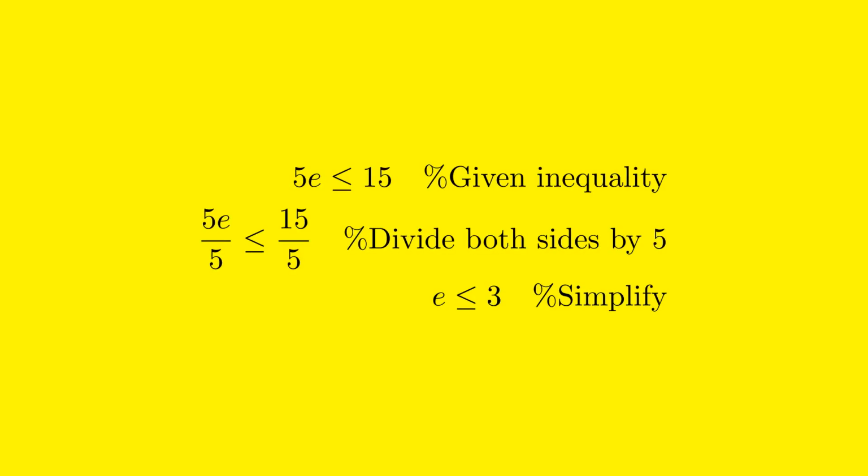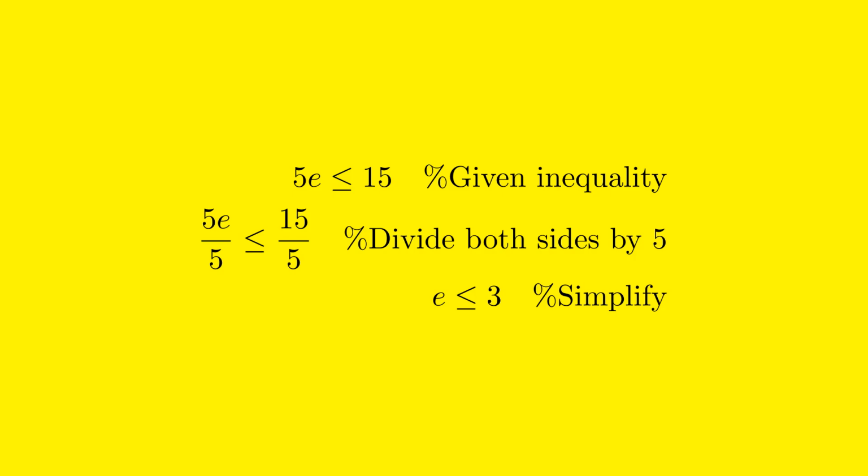Next, we need to isolate e. To do this, we will divide both sides by 5. Dividing each side of an inequality by the same positive number does not change the direction of the inequality. On the left side, 5e divided by 5 leaves us with e. On the right side, 15 divided by 5 gives us 3. This simplifies our inequality to e less than or equal to 3. So e is less than or equal to 3.